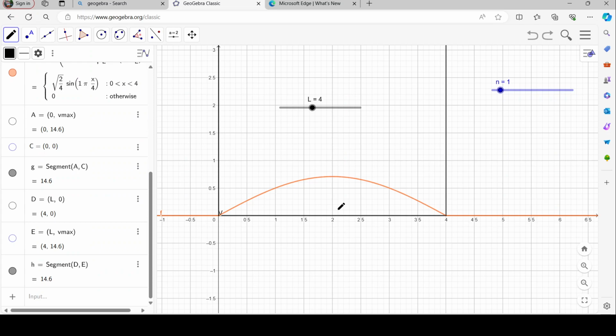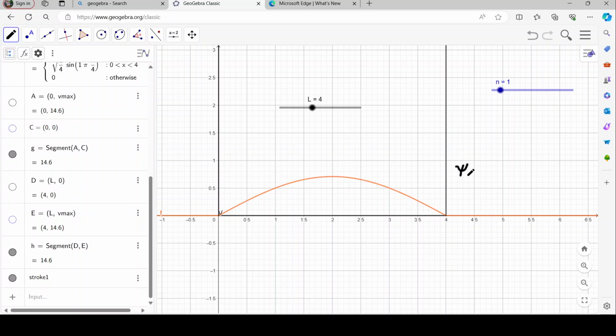in GeoGebra, here we are trying to plot the different energy eigenfunctions. What we are seeing is the graph corresponding to the first energy eigenstate, psi 1 of x. We know that psi 1 of x is square root of 2 by L sine pi x by L. Recall this capital L is the total width of this one-dimensional box. This L we can fix from here. This is a movable slider.